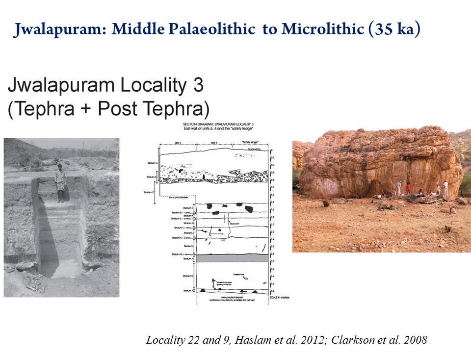Microliths were found in the rock shelter context. This is the rock shelter of locality 9, where the excavations at the foot of this rock shelter gave a sequence of microliths. Very interestingly, these microliths date back to 35,000 years ago, and it continues down up to 12,000 years ago.